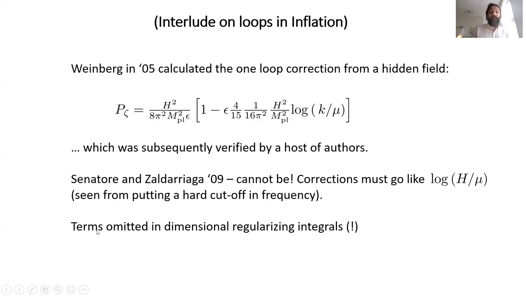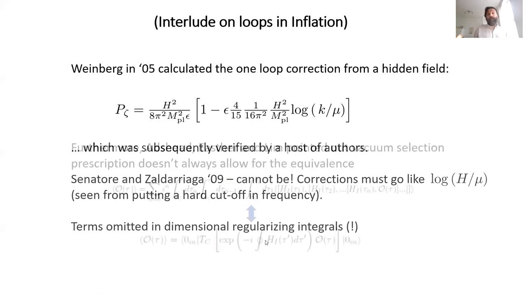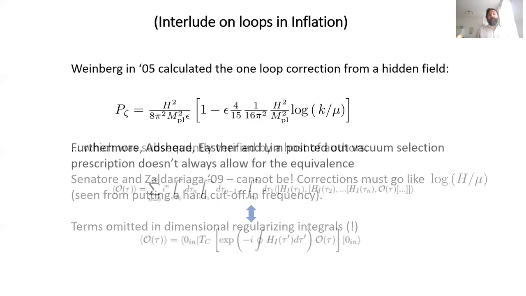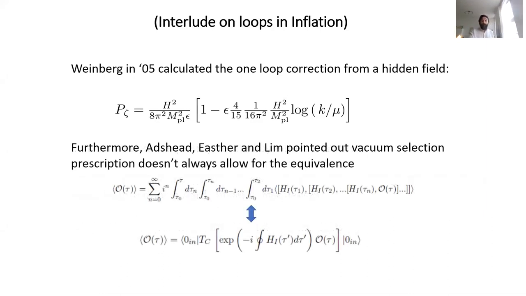And they also re-verified it, which is the way that I like to cross-check it, is to just point out that Weinberg just missed certain terms of dimensional regularization. And what actually happened was that once you account for those terms, you get a log k over mu dependence, log H over mu dependence. But there was another mistake.